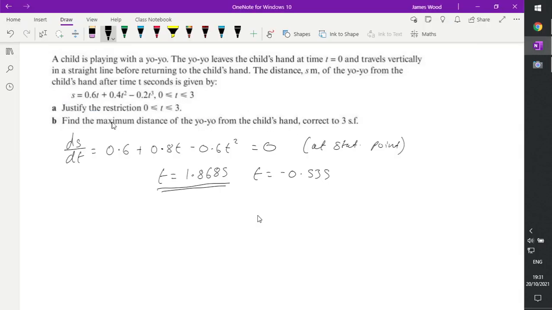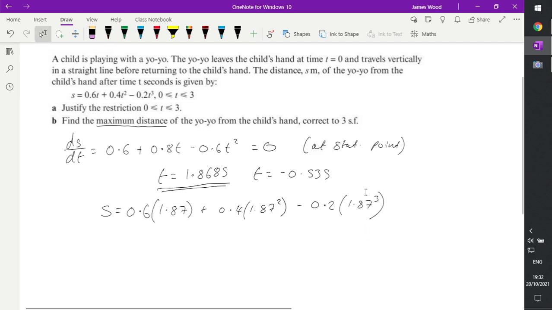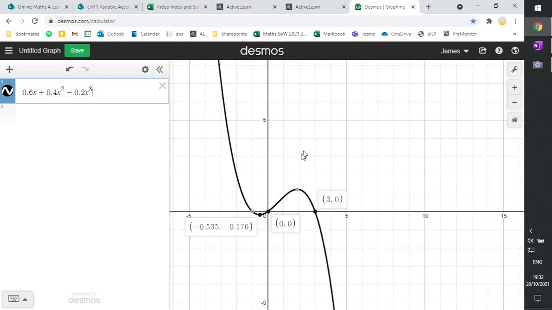So we've got t, but we want to find the maximum distance. We don't want to find when it's at its maximum distance. We want to find out what actually is its maximum distance. So we need to put that back into s. So that's going to be 0.6 times 1.87 plus 0.4 times 1.87 squared, and then minus 0.2 times 1.87 cubed. When I do that, I get 1.213 meters. Let's check if that's right. Yes, 1.213 meters.